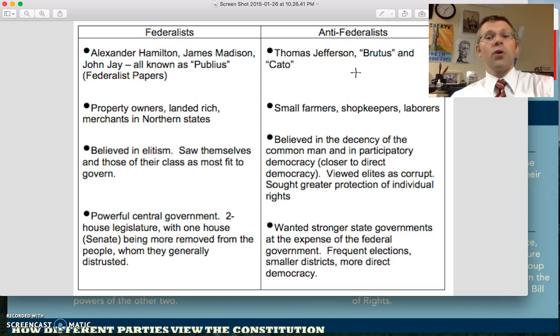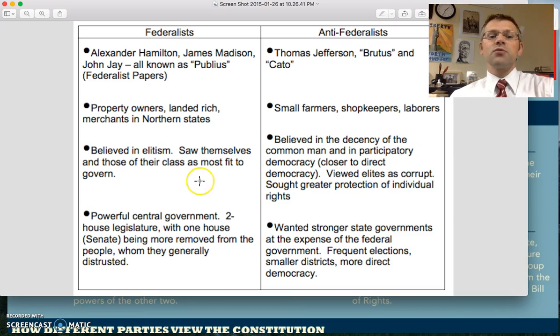Anti-Federalists were that mob, right, to some extent, and they were usually made up of farmers and small shopkeepers and laborers, so sort of common people. And they believed that the common man had kind of a decency, and they really wanted a participatory democracy. So they were a big fan of direct democracy, if you remember that term. And they viewed elites, though, as corrupt, and they wanted to protect their rights.